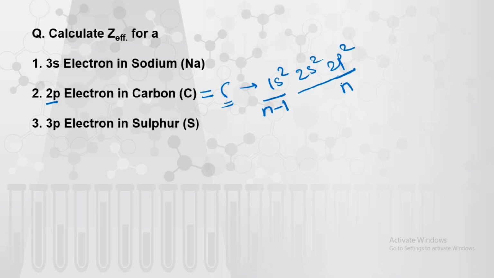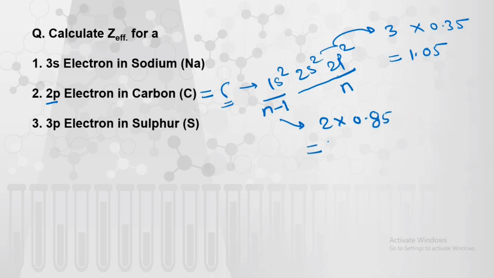In n orbit, except the one electron, there are total 4 electrons, but I want to calculate it for only 3 electrons. So 3 into 0.35, it comes around 1.05. Okay, now there are 2 electrons in n minus 1 shell. So 2 into the contribution 0.85, 2 into 0.85, it is 1.7. Understand?